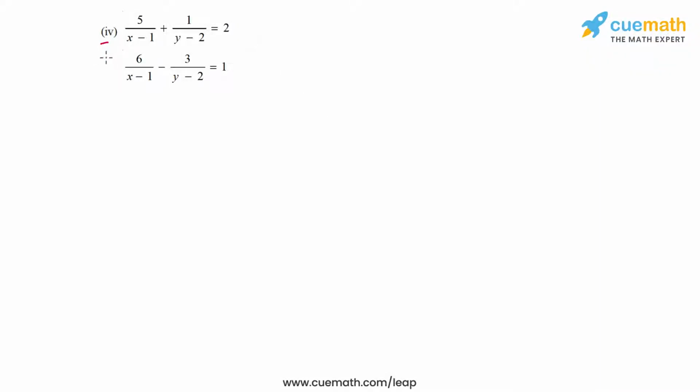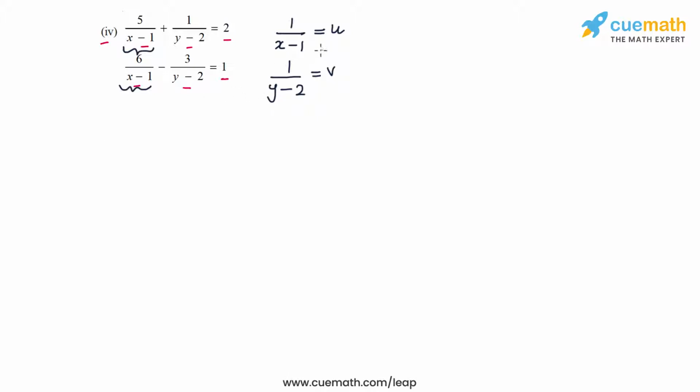In part 4, the two equations are 5 by (x minus 1) plus 1 by (y minus 2) is equal to 2, and 6 by (x minus 1) minus 3 by (y minus 2) is equal to 1. So how can we turn this set of equations into a pair of linear equations? So the substitution that will work in this case is 1 by (x minus 1) is equal to some variable, let's say u, because that will turn both these terms into linear terms in u, and similarly 1 by (y minus 2) as some other variable v.